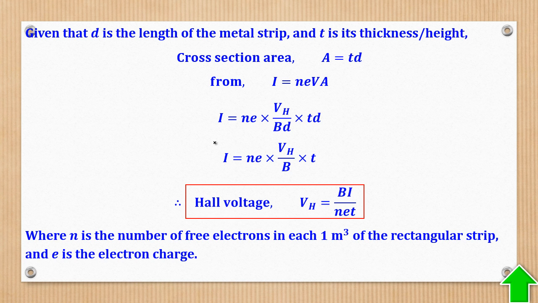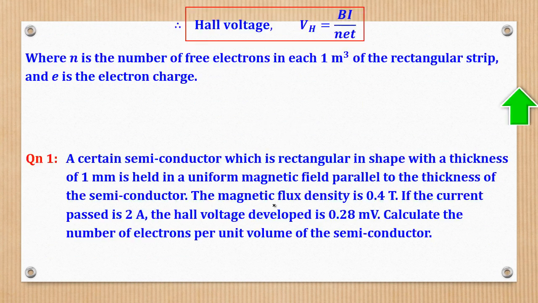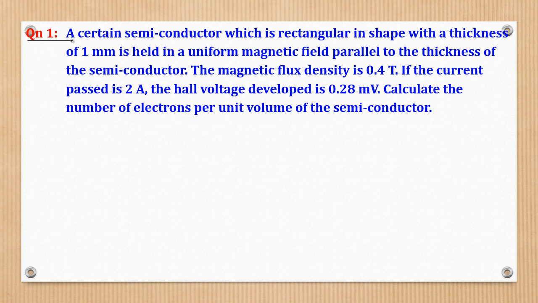But there's something you need to know about the n. n is the number of free electrons in each 1 meter cubed. So it means number of electrons per unit volume. n means number of electrons per unit volume. Okay, now we can do these questions.